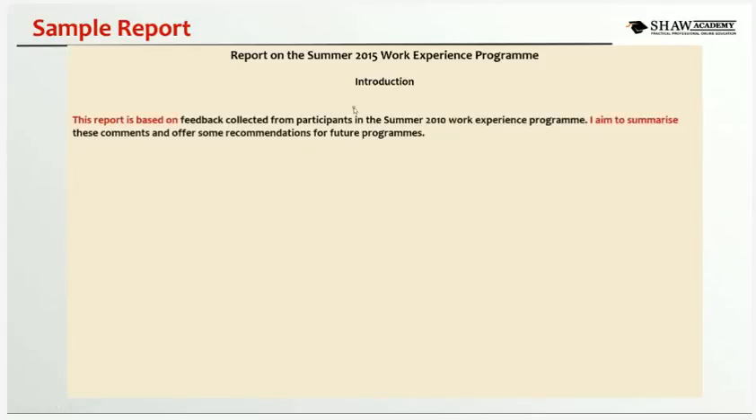Okay, so here is a sample report. What you've all been waiting for. So you're going to have a heading or a title. You can write down the word introduction. So you want to give your paragraph a name. Okay, so this report is based on feedback collected from participants in the Summer 2010 Work Experience Program. I aim to summarize these comments and offer some recommendations for future programs.